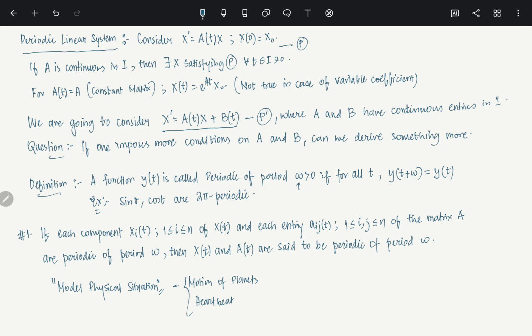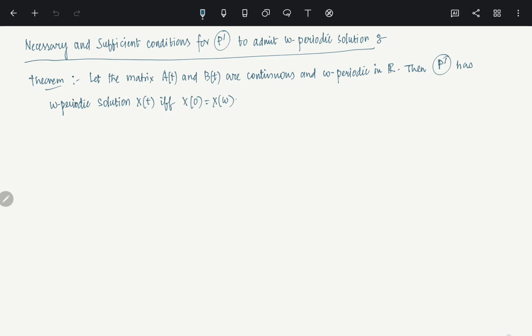So that is what is happening here. It is saying that if you have a W periodic solution, of course this is happening. You see, this is the definition of periodicity: x of 0 has to be x of W, right? So there is nothing to prove here. But the other part is also true.